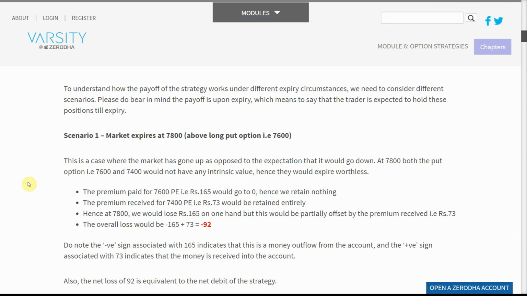The premium paid for the 7,600 PE, i.e. 165 rupees, would go to zero. Hence we retain nothing. The premium received for the 7,400 PE, i.e. 73 rupees, would be retained entirely. Hence at 7,800, we would lose 165 rupees on one hand, but this would be partially offset by the premium received, i.e. 73 rupees. The overall loss would be -165 + 73 = -92.